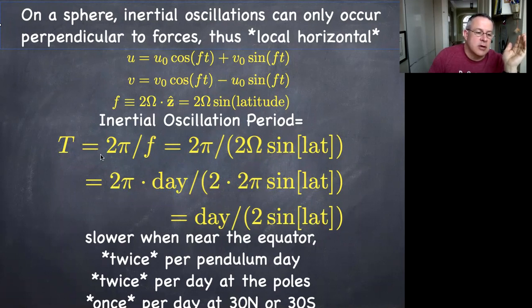It doesn't happen at the equator because the vertical rotation axis is perpendicular at the equator to the planetary rotation axis. So this 2 omega dot z goes to 0.